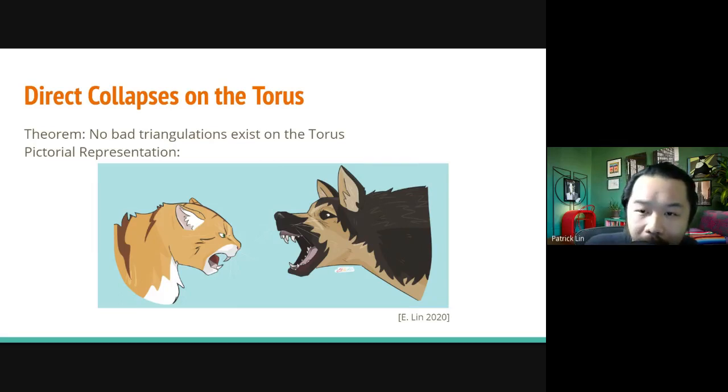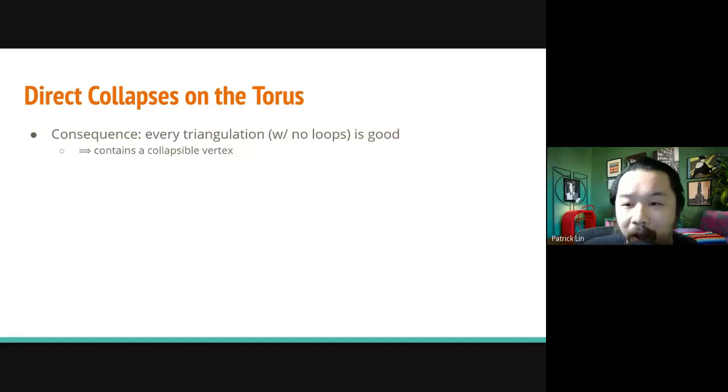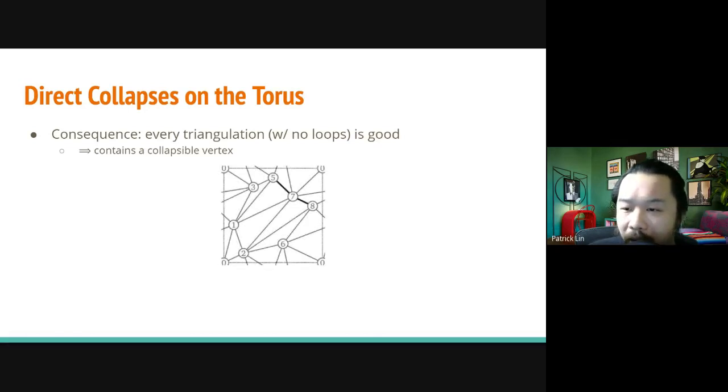Okay, so after a bunch of fairly fragile arguments, we finally end up with a contradiction that says we can do this. At least in this special situation where we have no self-loops, we can always find a vertex that can be collapsed. And here's a nice animation of just doing this on the torus.